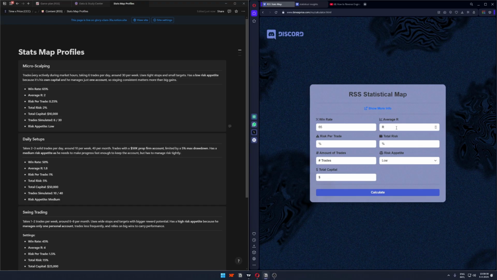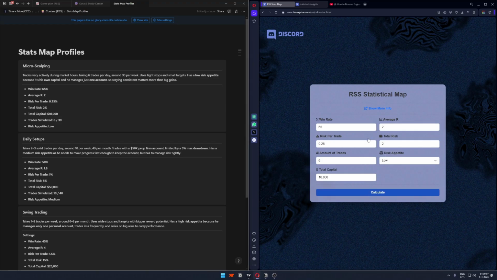This one has a 65% win rate and an average R of 2. He risks about 0.25% per trade. His total capital at risk is 2%. So he risks in total for this period, in his risk management plan, 2% of the total capital, which is 10,000 as his own capital, and he has around 6 trades per day. He wants a low risk appetite as he wants to manage his account and sustain drawdowns. So staying consistent matters more than big gains.